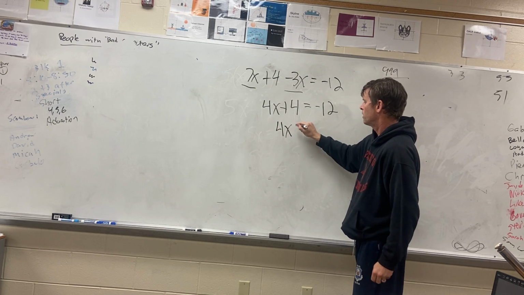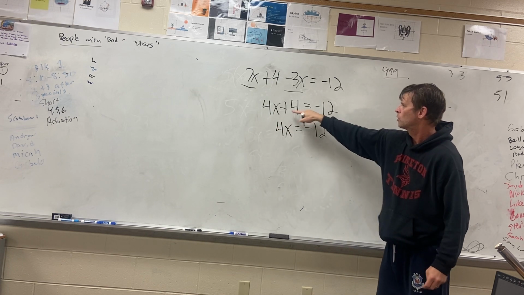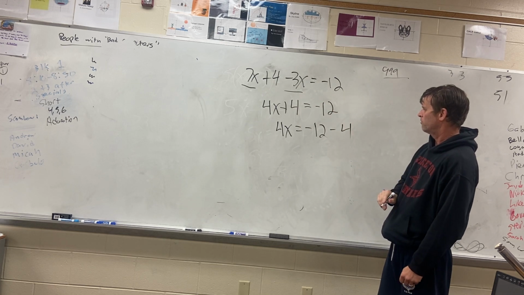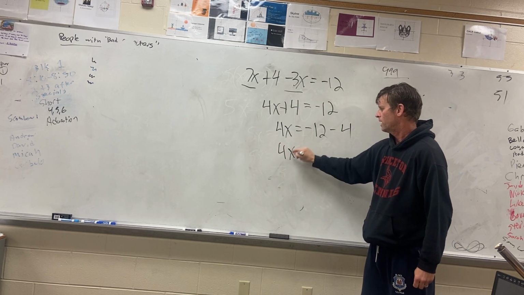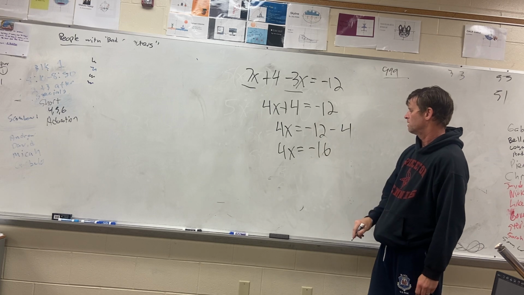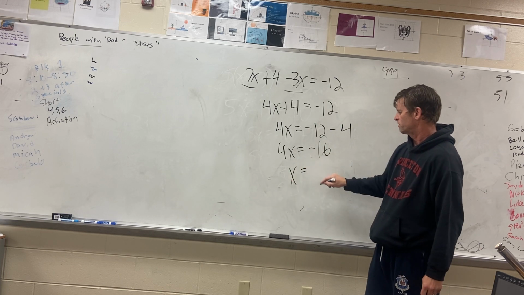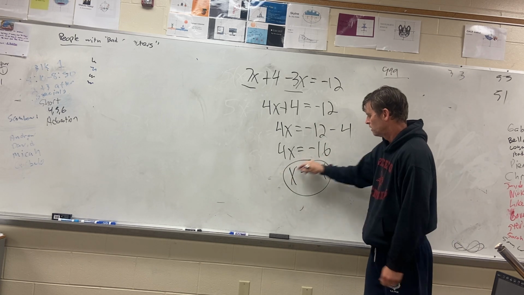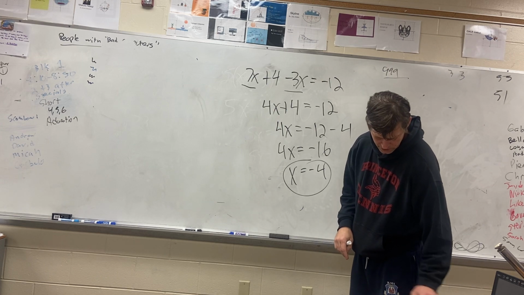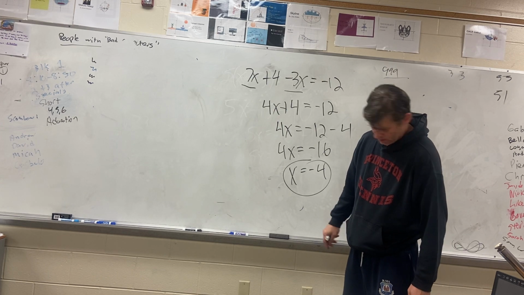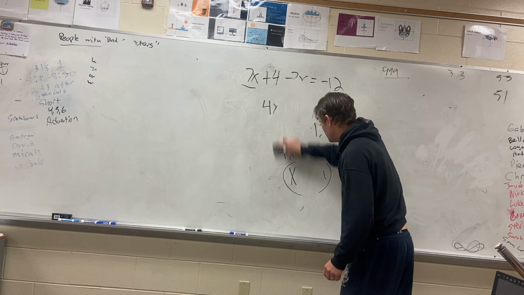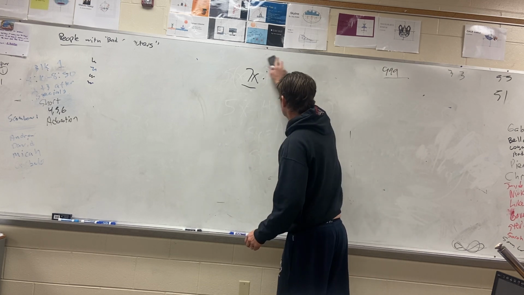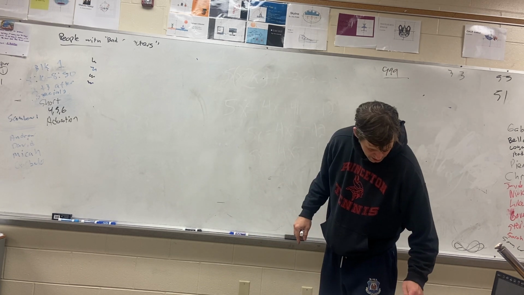All right, 4x equals negative 12 minus 4. 4x equals negative 16. Divide by 4. I'm skipping some steps here because we're trying to make the video go faster. And that was that. All right. The next one on your practice test is number 6.